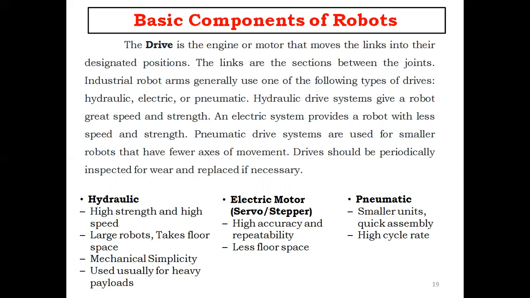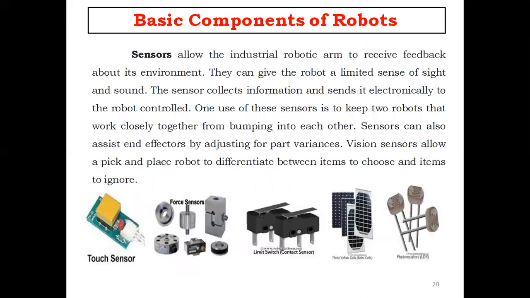So we have three different drives: hydraulic, electric motor, or pneumatic. I have shown the difference here, so this will be useful for your 2 marks. In the case of hydraulic, we have high strength and high speed. We can go for large robots, it takes a large space, it has mechanical simplicity, and it is used for heavy payloads. Whereas an electric motor, a servo or stepper motor, has high accuracy and repeatability. It takes less floor space. We have smaller units, quick assembly, and high cycle rates overall.